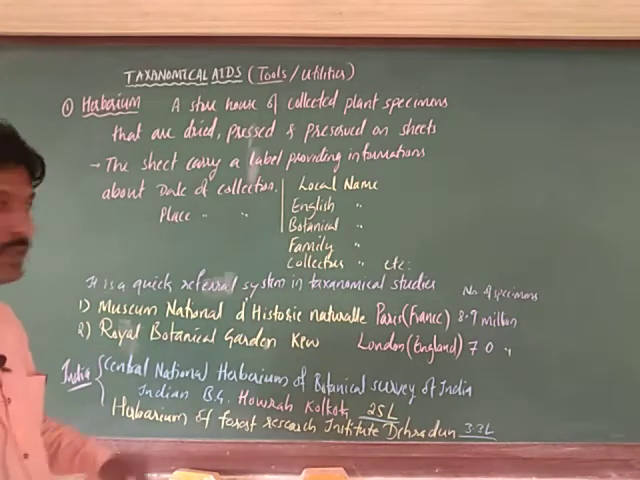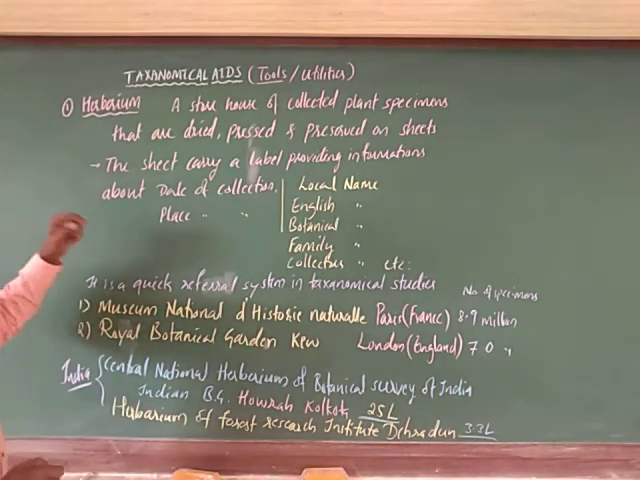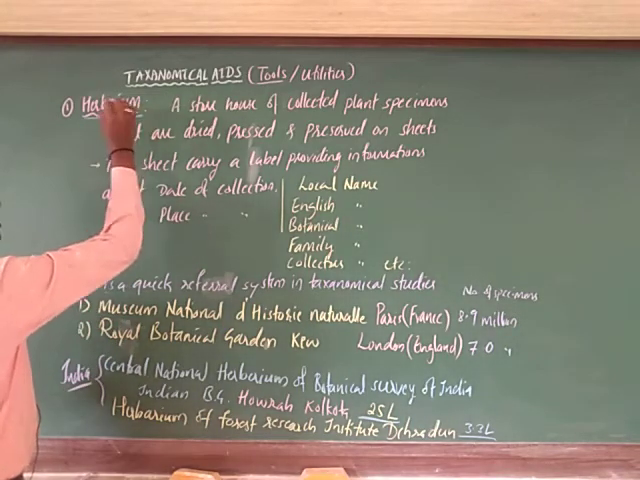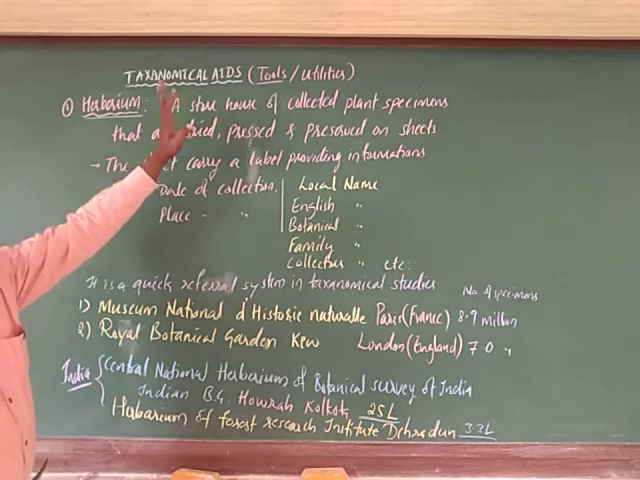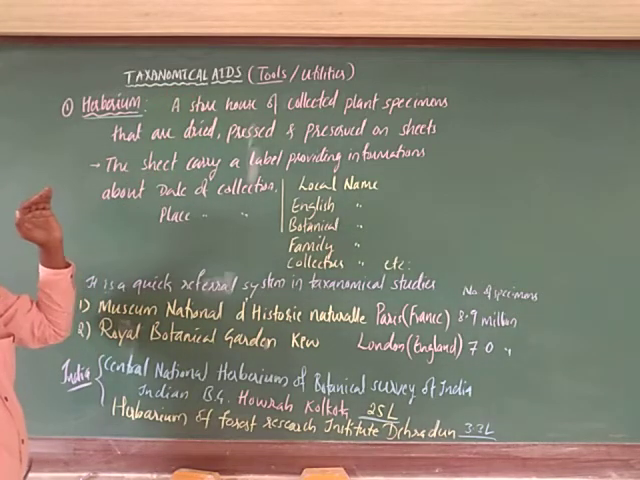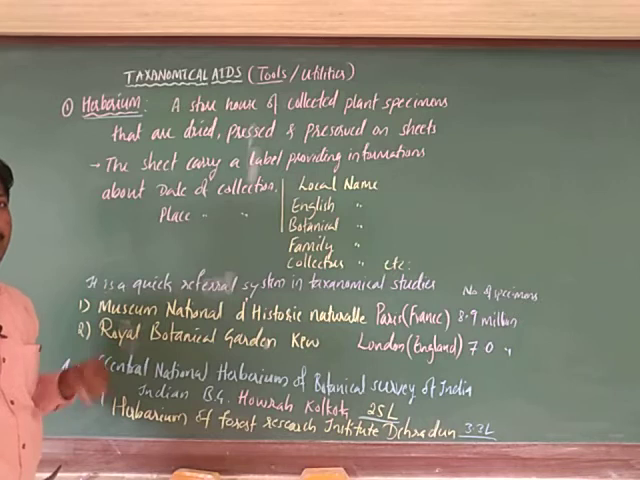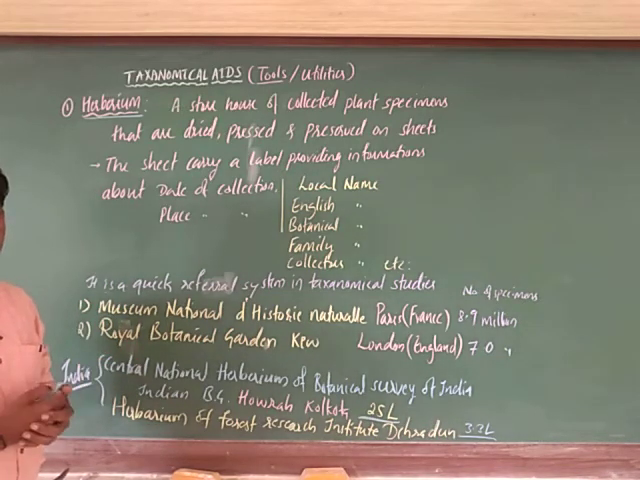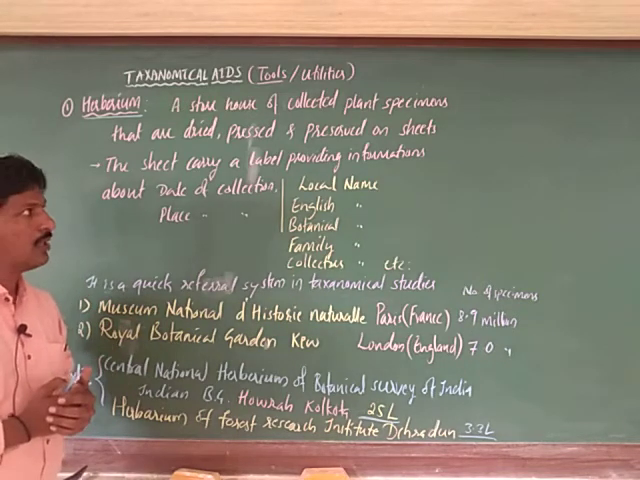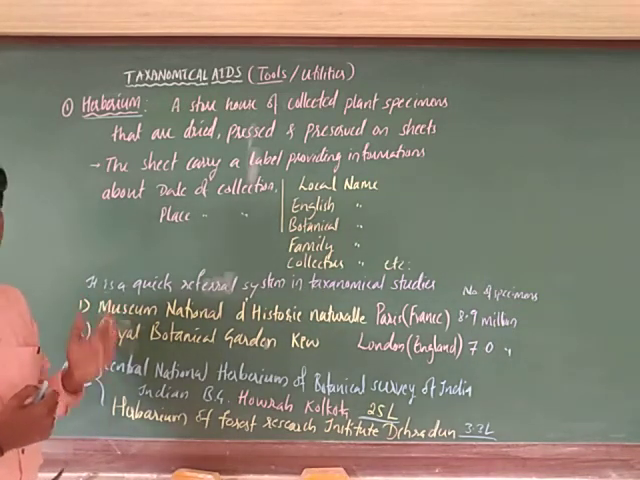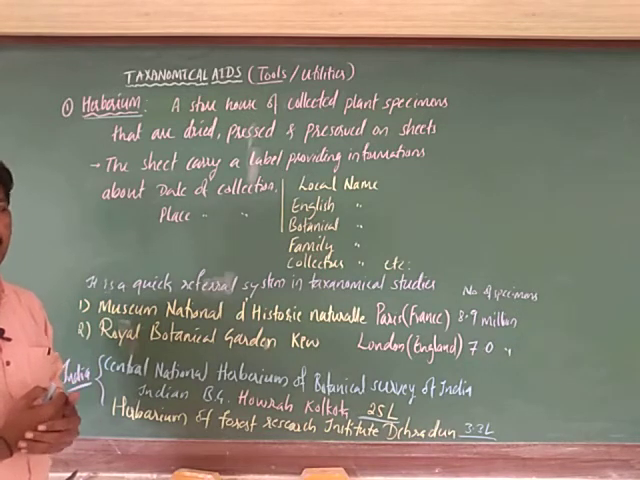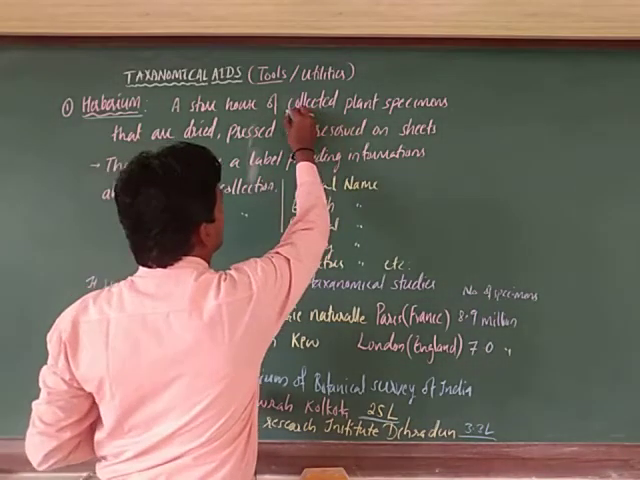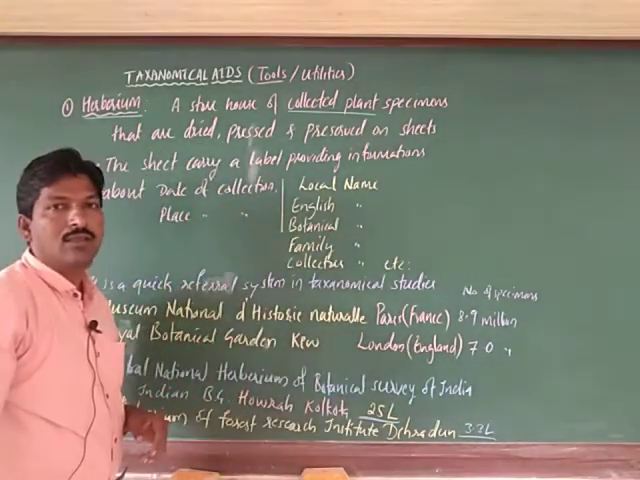Yes, dear students, let us see now the first one, that is herbarium. Herbarium is one of the taxonomic aids or tools, which helps in quick referral, like a library. It is a place like a library where sheets are available. What are those sheets? Herbaria sheets, we call it herbarium. It is a storehouse of collected plants, not animal things here.